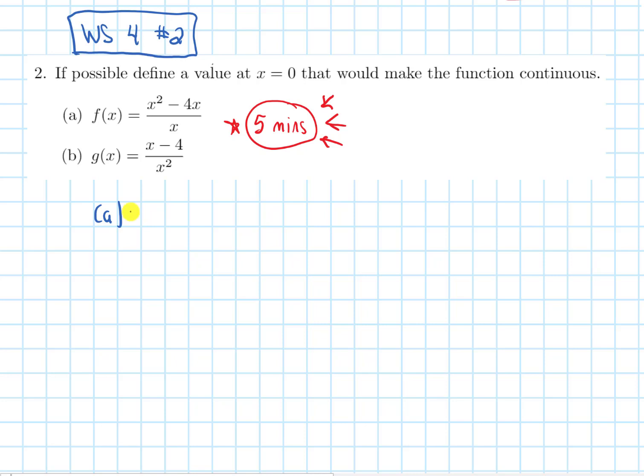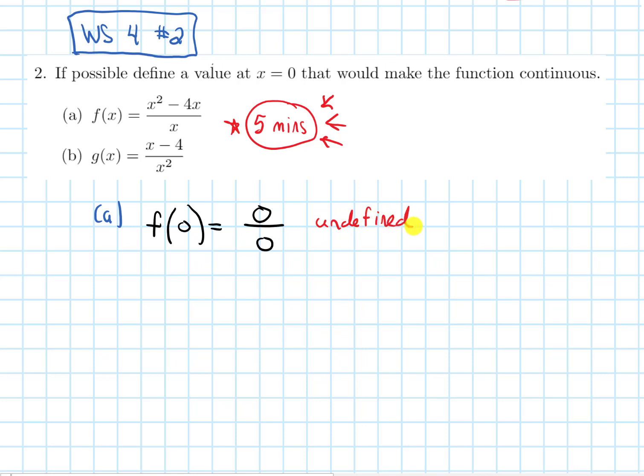All right, so hopefully you did that. Hopefully you paused it for about 5 minutes to try this. Let's talk about it together. So the first thing that I want to check is with f, what happens if I just plug 0 in? Because this is a rational function, a polynomial divided by a polynomial, anything that's in the domain will be a place where this is continuous. But if I do plug 0 into this, I get 0 on the top and 0 on the bottom, and the 0 on the bottom is a problem because that makes my fraction undefined.